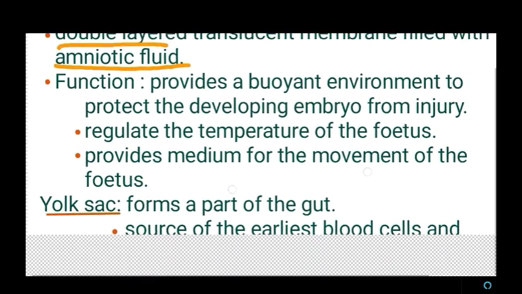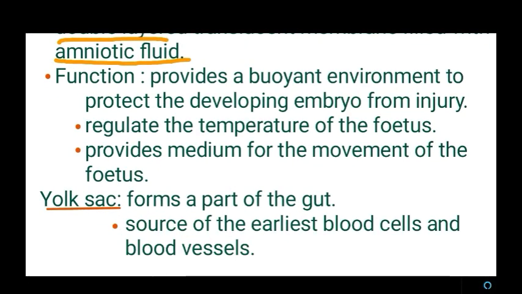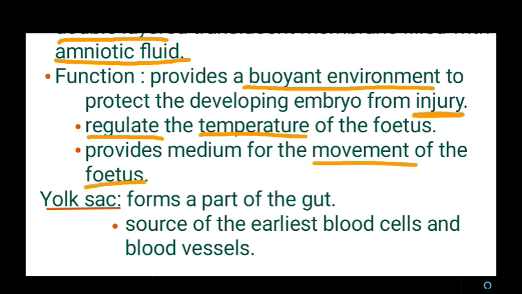What are the functions of the amniotic fluid? The amniotic fluid provides a buoyant environment. Buoyant means floating. It makes the embryo float in its fluid. Thus it protects the developing embryo from injury, and it also regulates the temperature of the fetus. In addition to that, it provides a medium for the movement of the fetus. So the fetus will freely move inside the mother's womb because of this amniotic fluid.